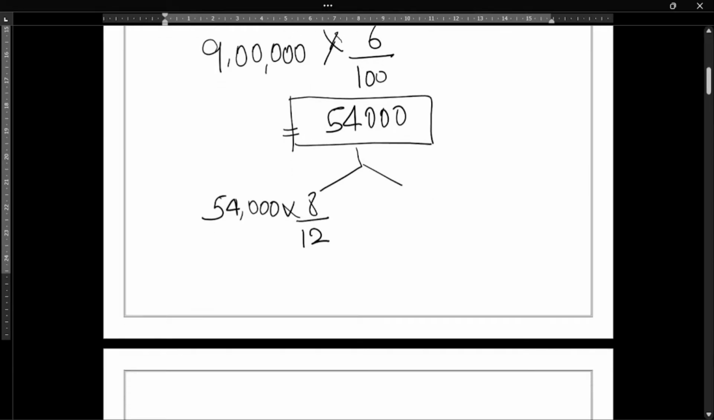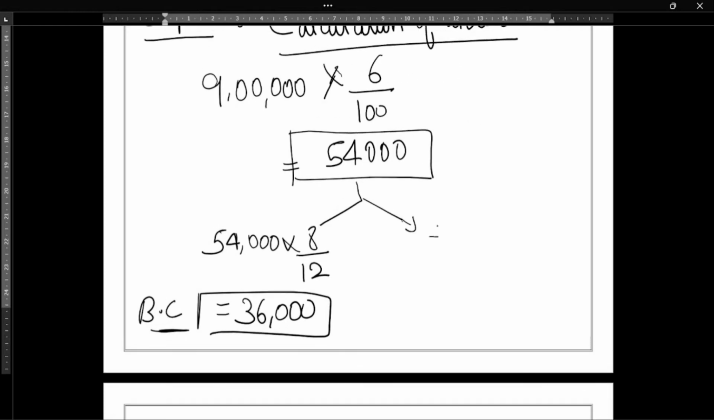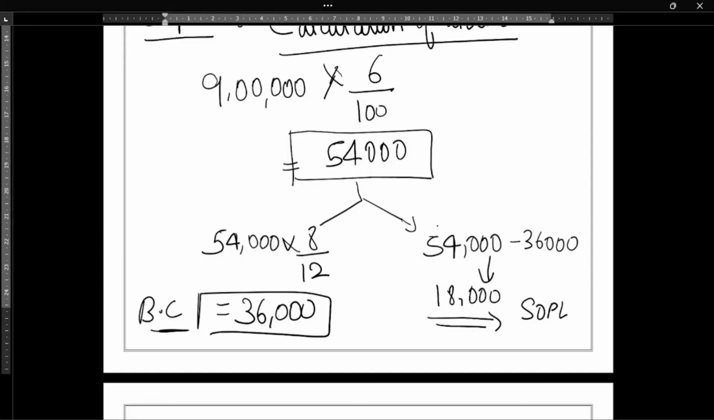54,000 into 8 divided by 12 is 36,000. So this 36,000 will be capitalized as borrowing cost. Remaining means 54,000 minus 36,000, we get 18,000. This 18,000 will go to the statement of profit or loss, the P&L account, because it will not be considered as a borrowing cost. Only 36,000 will be considered as a borrowing cost because it is a cost incurred in construction of the asset.